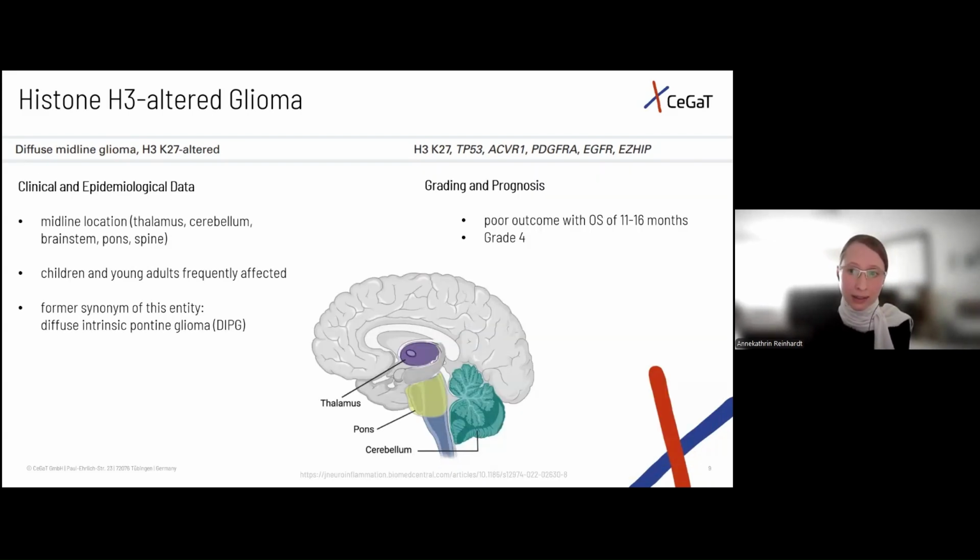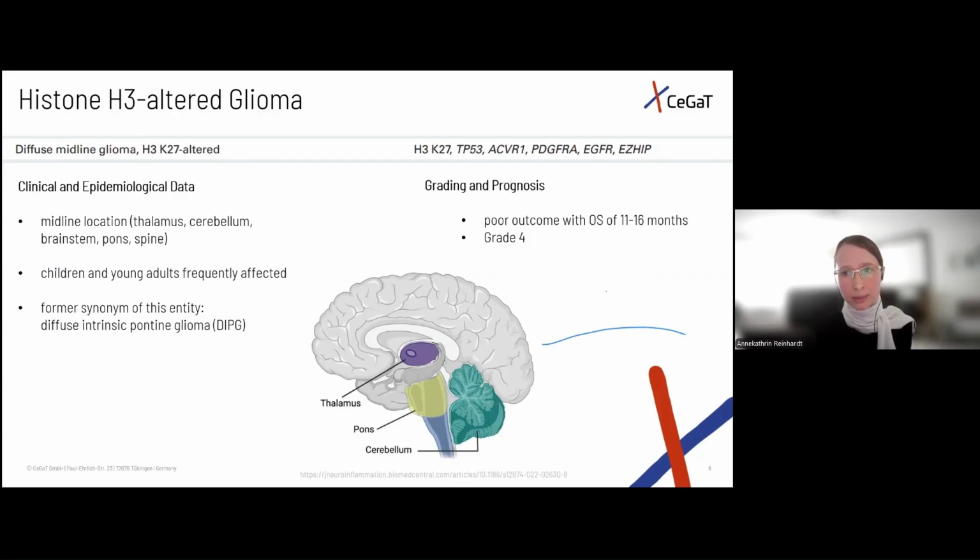What is really interesting is that the K27 altered gliomas are almost exclusively located in the midline. So here in the thalamus, for example, in the pons, in the cerebellum, and also in the spine. And these tumors mostly affect young children and young adults. The former name of this entity is also diffuse intrinsic pontine glioma, or DIPG. I'm not sure whether you have heard it, but this falls under this category of K27 altered.